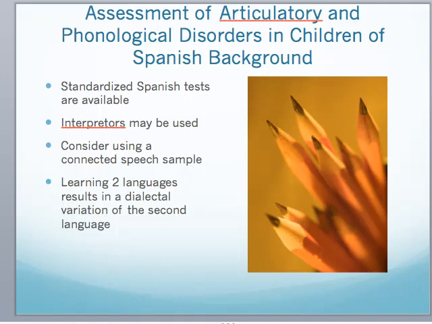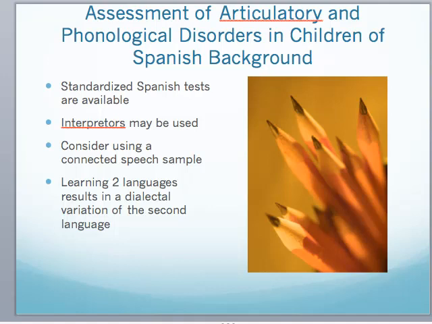Also, again, I can't stress this enough, but it's very important to use a connected speech sample. And by that I mean you're asking a child or a client to give you running speech, to give you a regular conversation. But you really try to get them to speak more of a monologue. So you might ask them open-ended questions like, tell me about the best movie you ever saw and why you enjoyed it. Tell me all about what that movie was about.